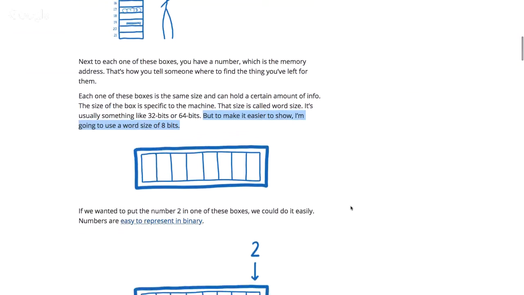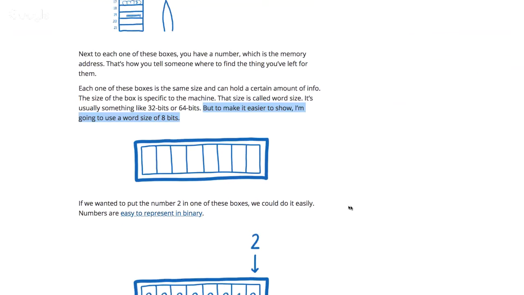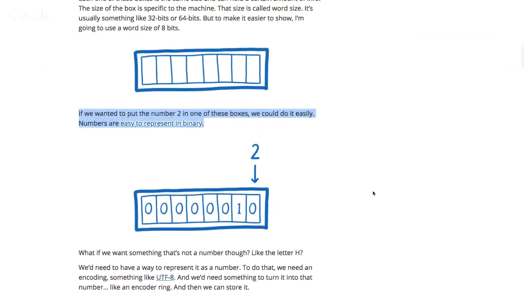If we wanted to put the number 2 in one of these boxes, we could do it easily. Numbers are easy to represent in binary, because numbers can be represented in binary format. As you can see, the binary format of number 2 is 00000010.